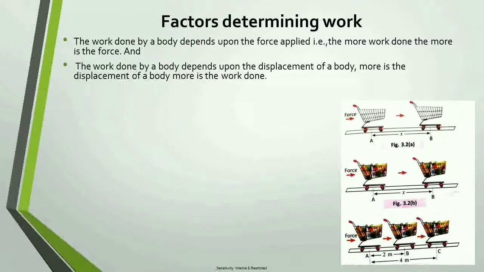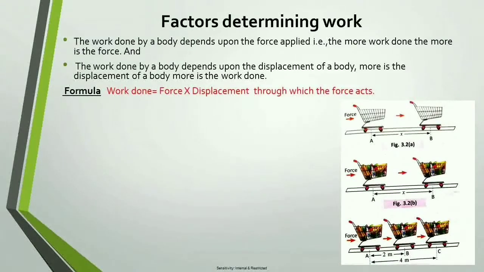So, mathematically, work is defined as the product of the force and the displacement through which the force acts. Or in short, we can say that the formula of work done is W = F × S, where W is the work, F is the force and S is the displacement. Clear? So this will be the formula.